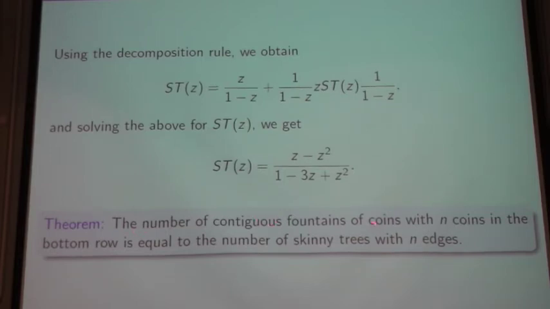And therefore we have a small theorem here: the number of contiguous fountains of coins with n coins in the bottom row is equal to the number of skinny trees with n edges. So we do have the generating function proof here. It's quite simple, an undergraduate type thing. But myself and my colleague Dr. Jani are kind of obsessed with providing bijective proofs for these kinds of things. So we didn't like the generating function proof, and we wanted to provide a bijection between contiguous fountains of coins and skinny trees. That's why I drew that example over there for you.